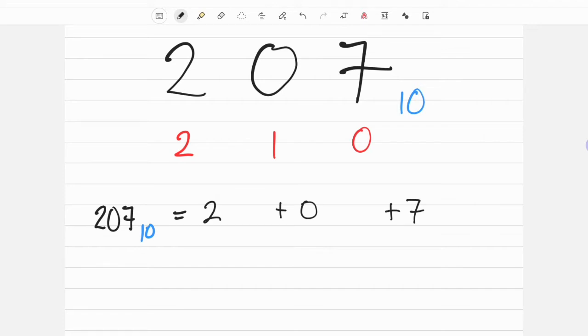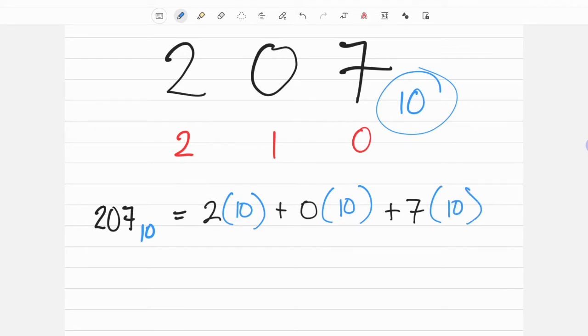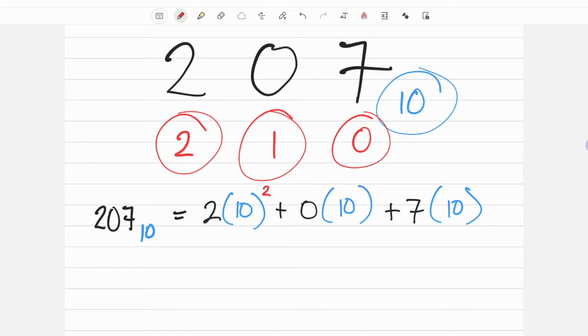But we should multiply it first by the base of 10. So, 2 multiplied by 10, 0 multiplied by 10, and 7 multiplied by 10. Okay? And then, unsa may gamit aning atong mga gipang assign nga numbers dire? Mao na ang atong igamit sa atong power. 2, 1, and 0. So, 10 to the power of 2, that is 100.